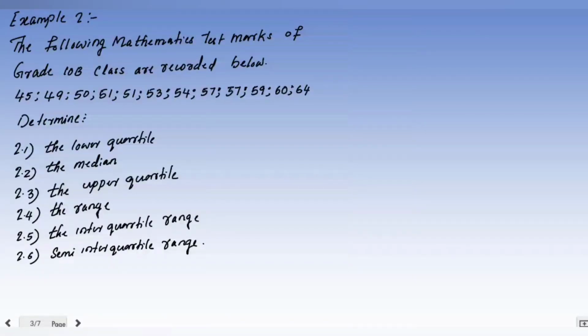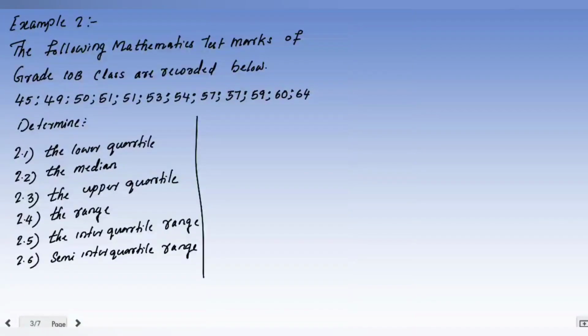The following mathematics test marks of a grade 10B class are recorded below. Here we can see how many data values? 1, 2, 3, 4, 5, 6, 7, 8, 9, 10, 11, 12. 12 data values are there. Remember, 12 is an even number. So the middle value is two numbers. Even Q1 is also in between 2 numbers, and Q3 is also between 2 numbers. You have to add them and divide by 2, same as the one that we did in the previous video for calculating the median of an even number of data.